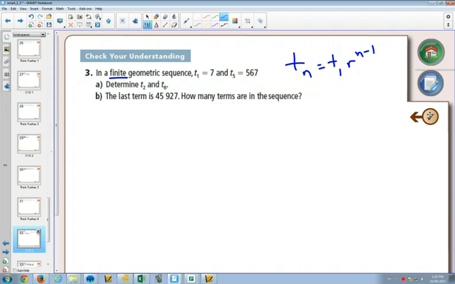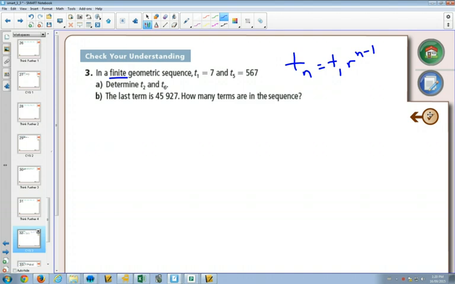According to this formula, that means we know term 1. What don't we know? We don't know r yet. We don't know what the common ratio is. So one of the things that would be helpful to find term 2 or term 6 is if we knew what that r value was. So the question is, can we use the information that we have to find that r value?